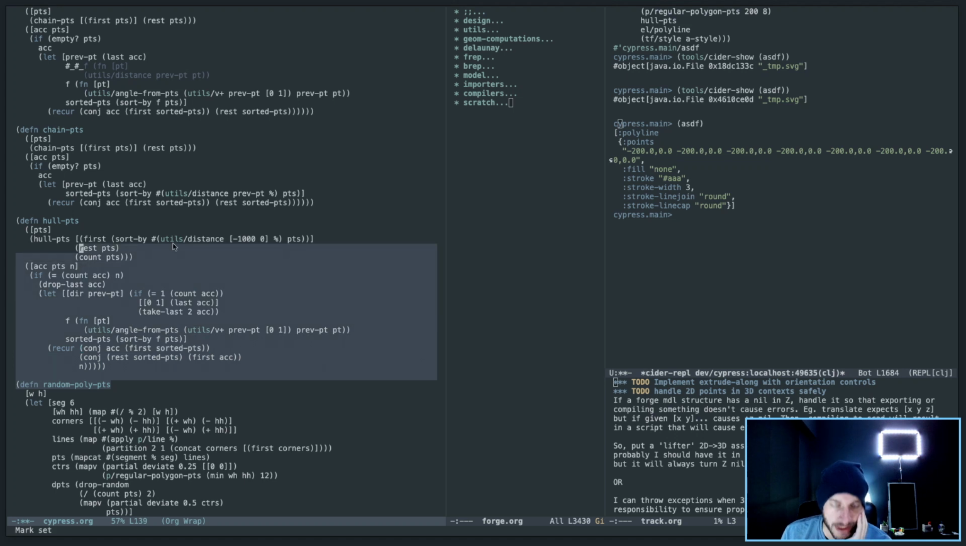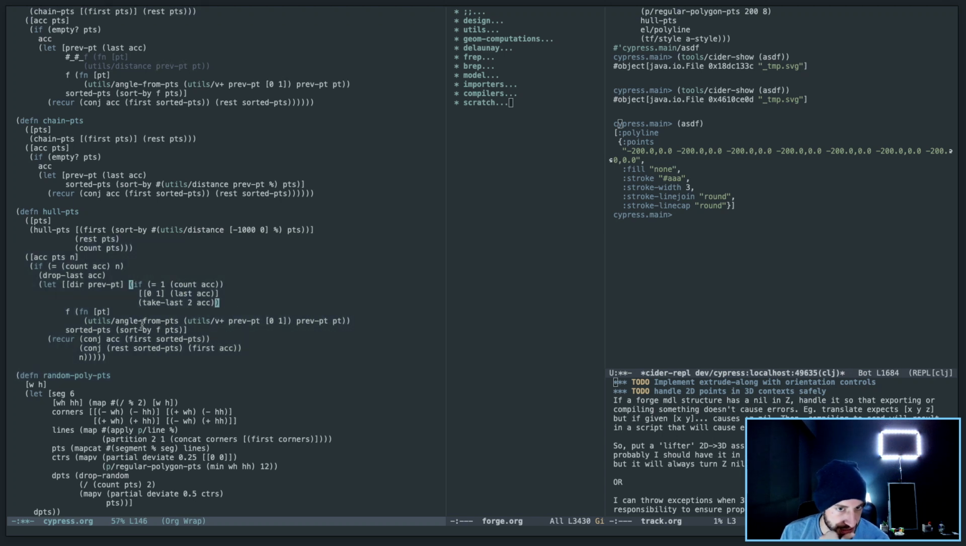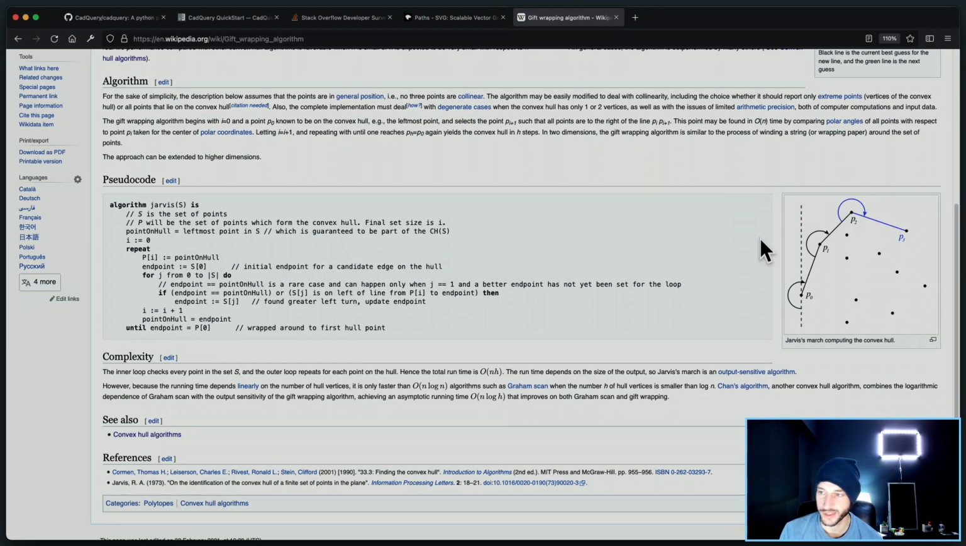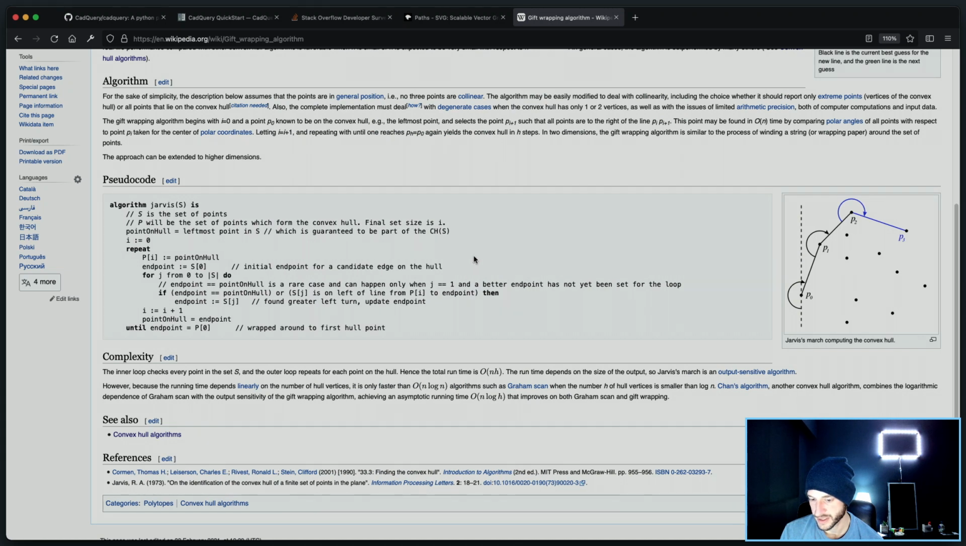So this hull function is just wrong, by the way. It's not particularly good yet. So let's work on it. I was trying to really quickly see if I understood this algorithm, but I don't necessarily understand it yet.